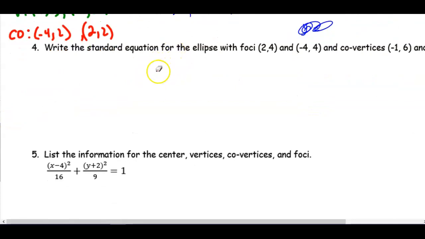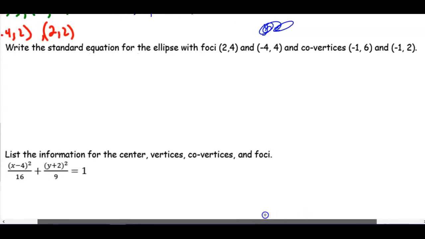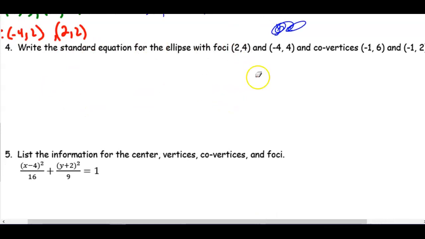I said last thing, we got a long way to go. Write the standard equation of the ellipse with the foci of (2, 4), (negative 4, 4), and covertices (negative 1, 6) and (negative 1, 2). Again, I'm doing a lot of this algebraically, too. If it helps you to sketch a little graph, sketch it. First I need to find a distance. Now, notice these are the same.